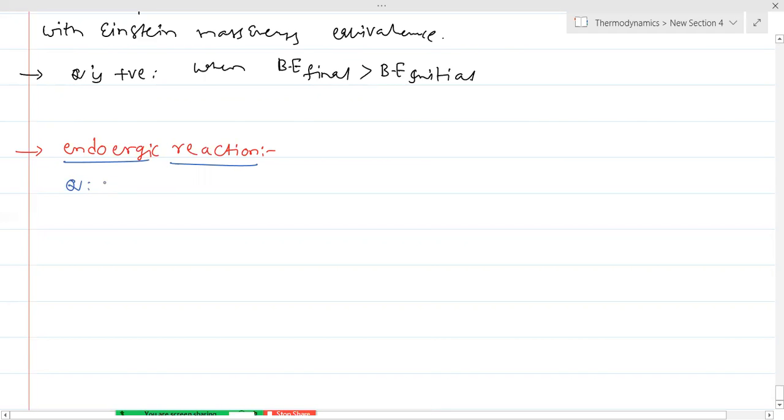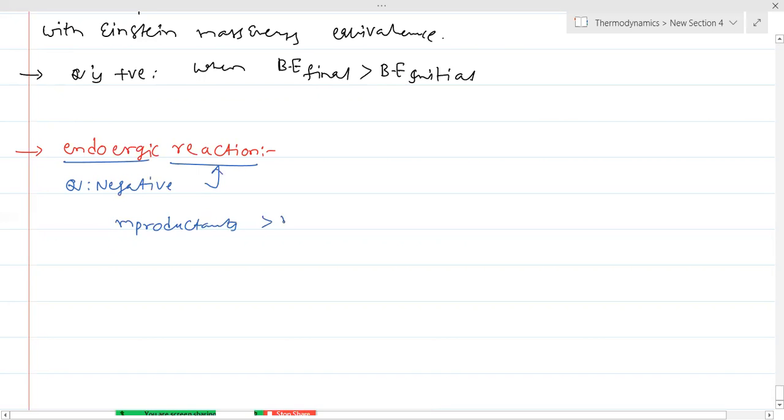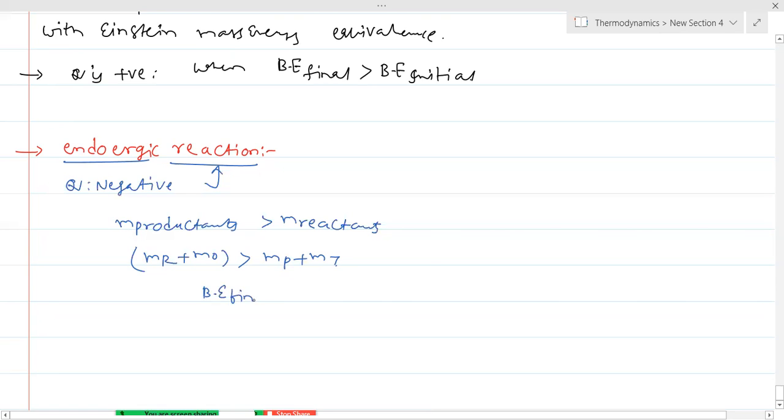When Q is negative, that reaction is known as an endoergic reaction. Here the mass of products is more than the mass of reactants. So the product mass is high. So that means we need to give some more projectile particles. MR plus MO is greater than MP plus MT. And the binding energy of final is less than the binding energy of initial.